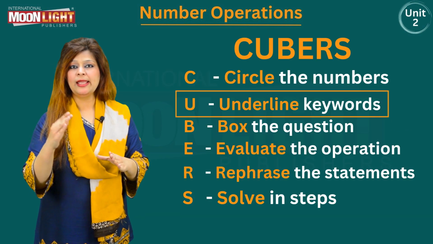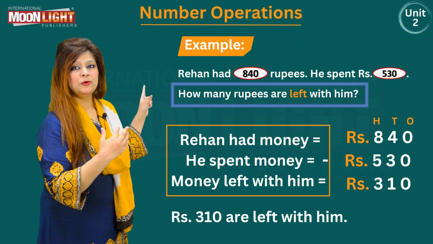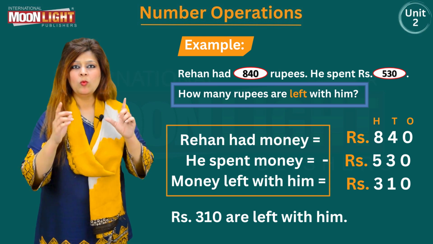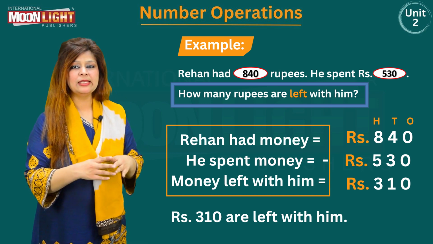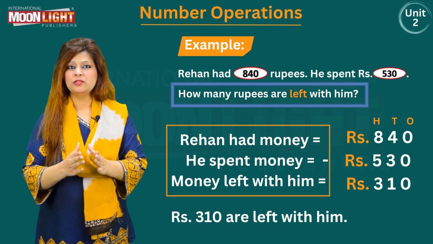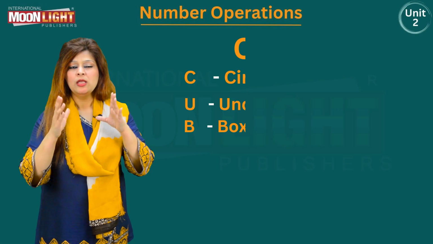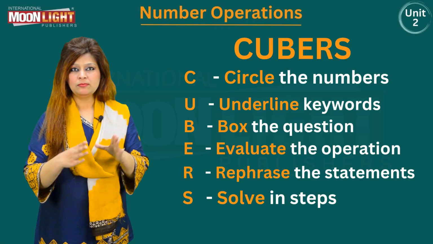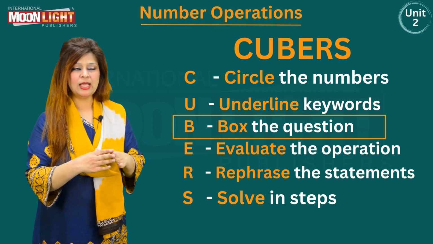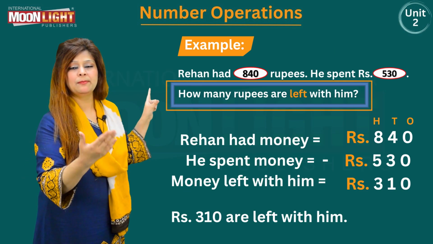Next is underline the keywords. Keywords over here are Rehan, rupees, left. One more keyword is here, that is spent. Do remember that because this will help you in rephrasing the statements. Now what is next? Yes, the next is B, box the question. I will box the question starting from how many rupees are left with him.